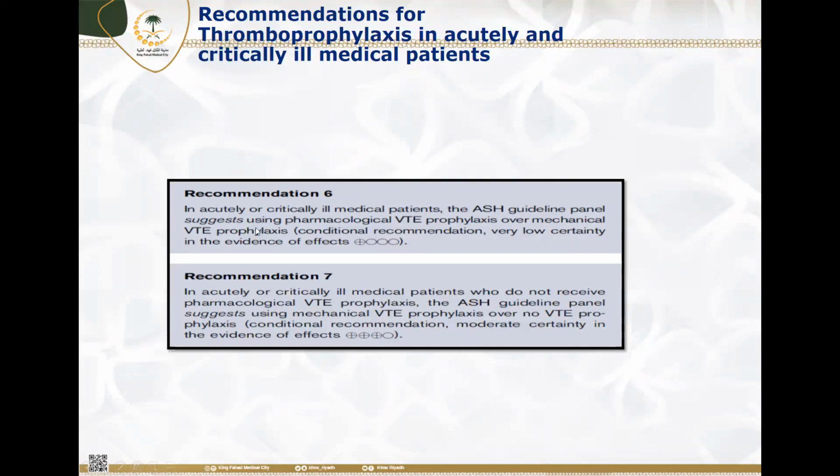another indication. Then recommendation 6, acutely or critically ill medical patient, both like ICU and medical ward, the ASH guideline panel suggests using pharmacological VTE prophylaxis over mechanical. So we know that the most effective is pharmacological more than mechanical. Then recommendation 7, again for regular ward and ICU patient who don't receive pharmacological VTE prophylaxis, the ASH guideline panel suggests using mechanical. Very important.